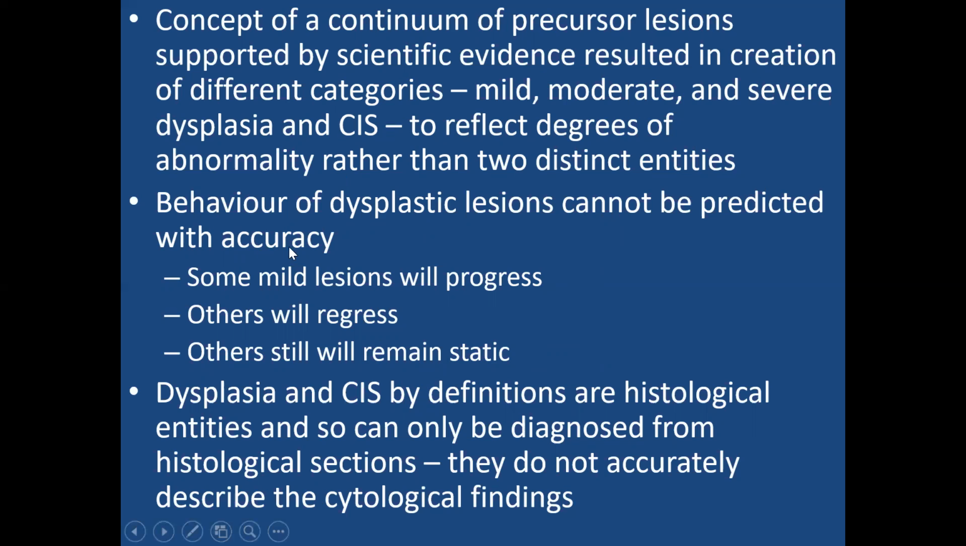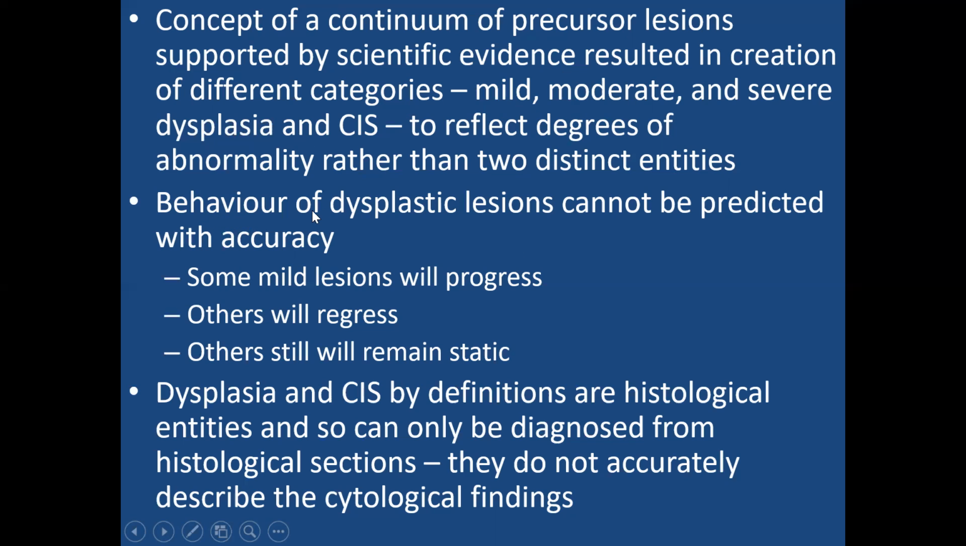Now, the behavior of these dysplastic lesions cannot be predicted. You cannot predict that with accuracy. By this subclassification of mild, moderate, and severe dysplasia, already you would think that, oh, if something is severe, then it is more likely to progress to become cancer than the one that is mild.